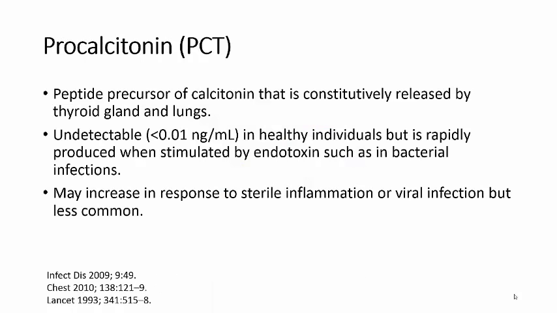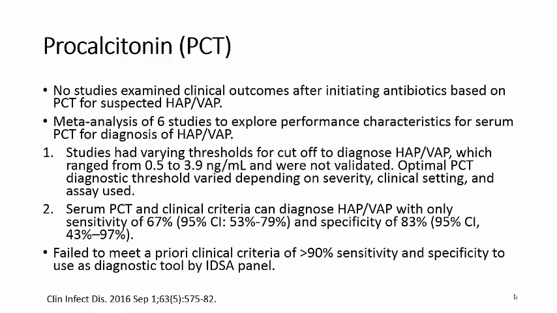But at the end of the day, procalcitonin is a peptide precursor of calcitonin that is constitutively released by thyroid glands and lungs. It's undetectable in healthy individuals, but is rapidly produced when stimulated by endotoxins such as bacterial infections. But it also responds to sterile inflammation, not viral infection, even though it's a little bit less common. So there are no studies that examine clinical outcomes after initiating antibiotics based on procalcitonin for suspected HCAP. So you don't have serial procalcitonin monitoring after you initiated antibiotics to say procalcitonin helped me guide the duration of antibiotics or helped me guide something. Unfortunately, we don't have any study like that.